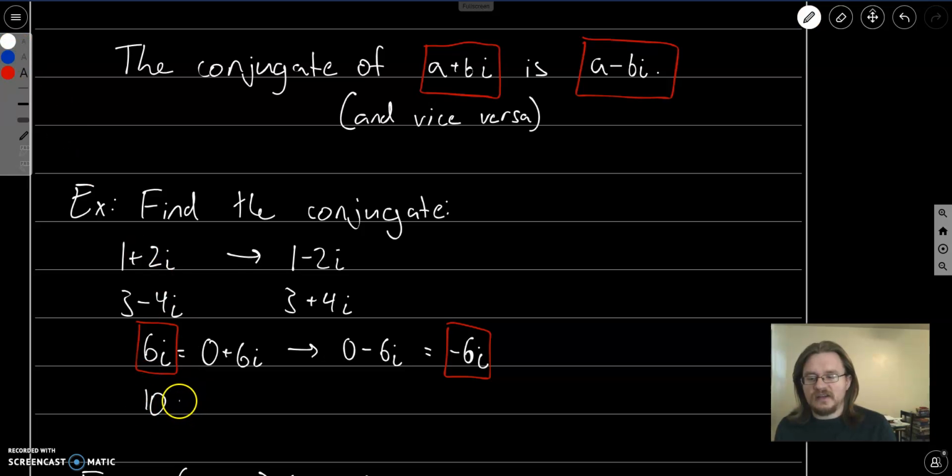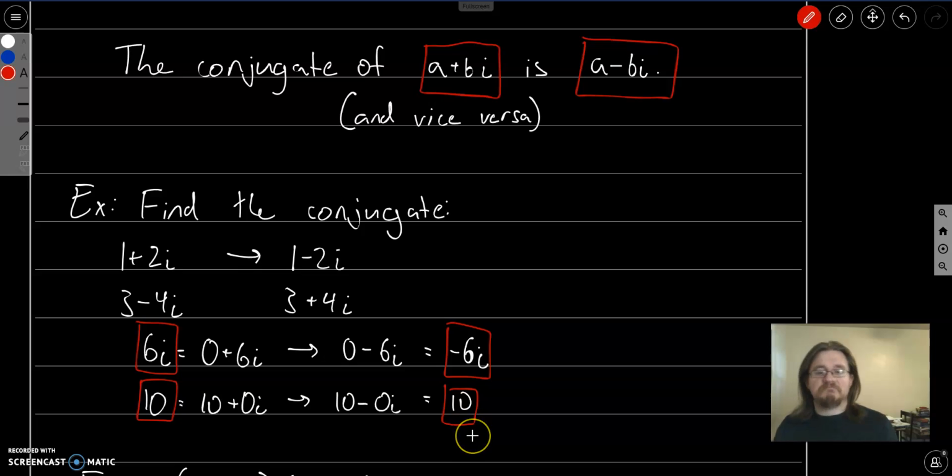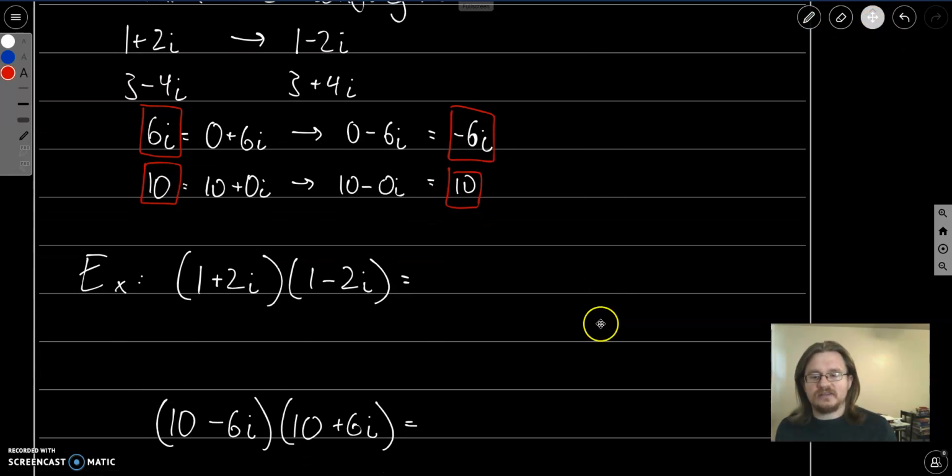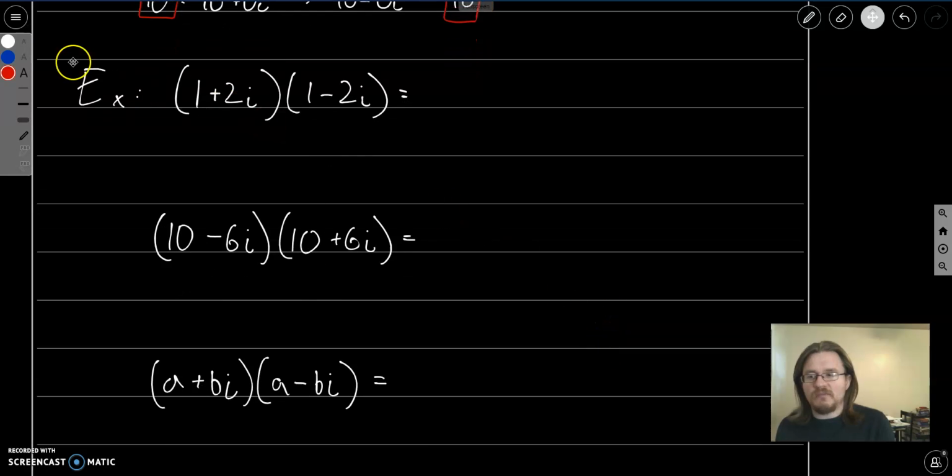So here, 10 is the same thing as 10 plus 0i, which if I take the conjugate of 10 plus 0i, it's going to be 10 minus 0i, but who cares if I'm subtracting 0i, 0 times anything is 0. So this is still just equal to 10. And you can see that the same pattern holds. We took the imaginary part of this number and made it negative. Since there's no imaginary part, nothing changes. It is its own conjugate. And the reason why this is nice is the following. We can multiply these, and we'll see something rather nice pop out.